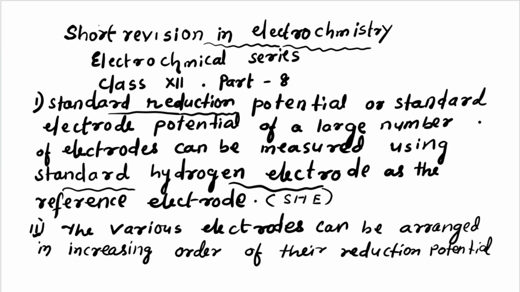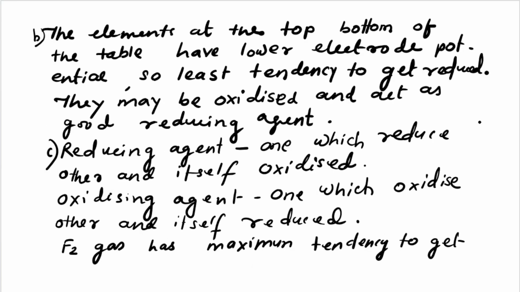Similarly, at the bottom, the reduction potential is lower and so there is least tendency to get reduced. That means they get reduced less, so they may be oxidized. Oxidized means it should reduce others. One which reduces others is called a reducing agent. So a reducing agent is one which reduces others and itself gets oxidized. Similarly, an oxidizing agent means what? Which oxidizes others and itself gets reduced.